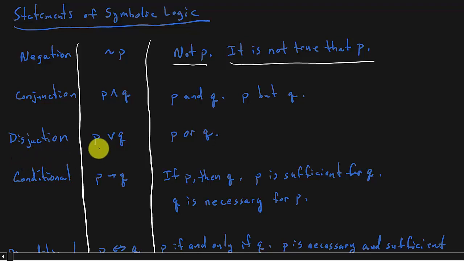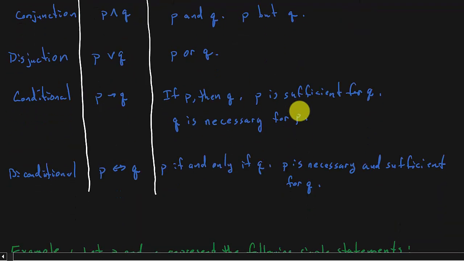And then we've got disjunction, P or Q. That's what it means, P or Q. And then we've got conditional, if P, then Q. P is sufficient for Q. Q is necessary for P. We saw that in those tables that we did earlier.